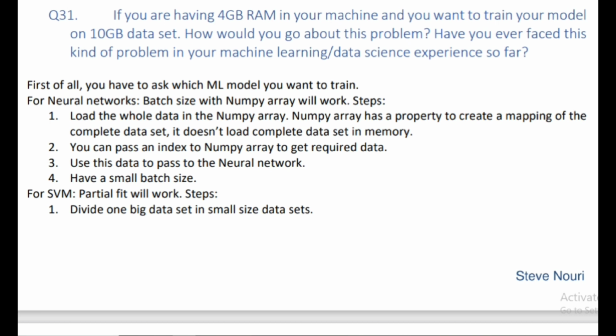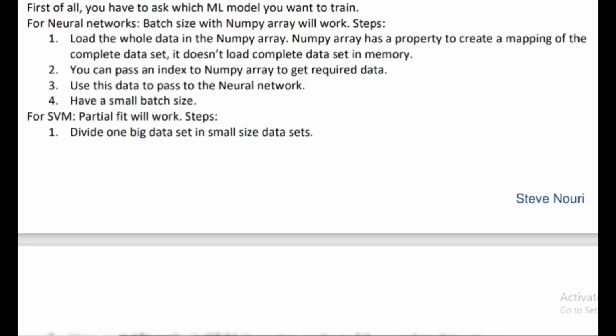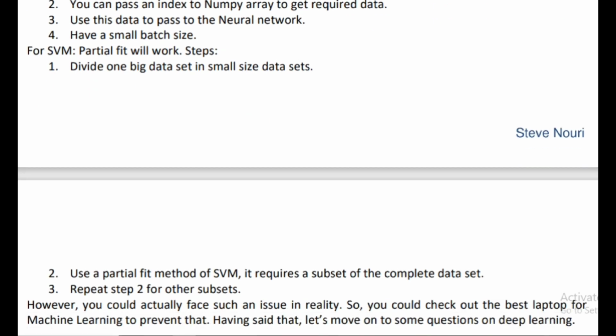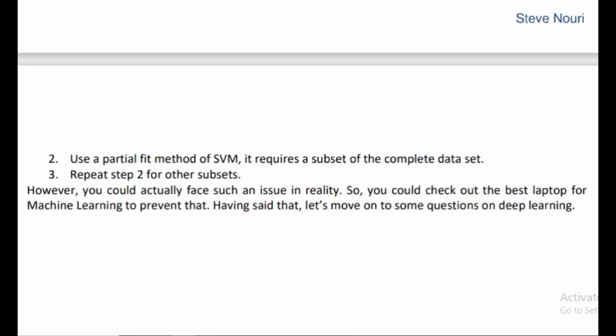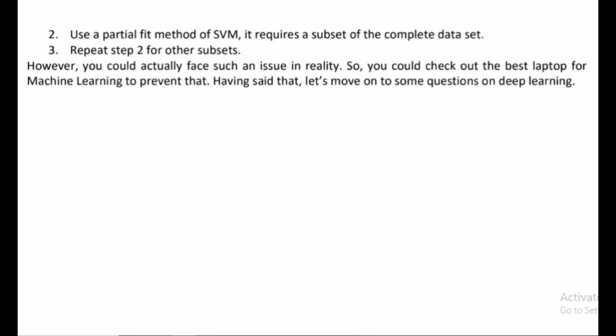For SVM, partial fit will work. Steps: Number 1. Divide one big dataset into small size datasets. Number 2. Use the partial fit method of SVM. It requires a subset of the complete dataset. Number 3. Repeat step 2 for other subsets.